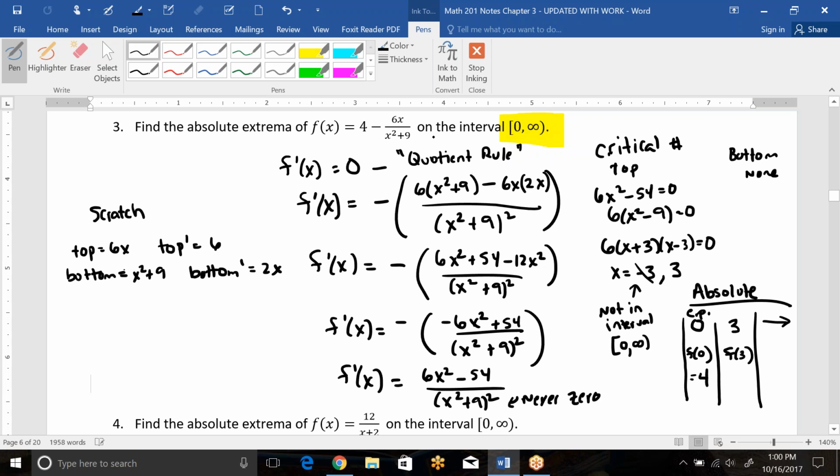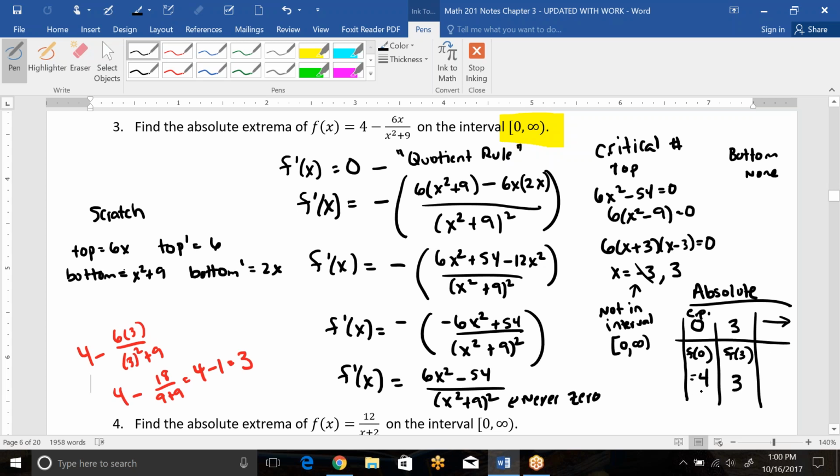And the f of 3 would be, so we'll have to probably do some work for that one, 4 minus 6 times 3 over 3 squared plus 9. That's 4 minus 18 over 9 plus 9. So this is 4 minus 1, which is 3. I could use my calculator to do that, but that's also going to have a value of 3.